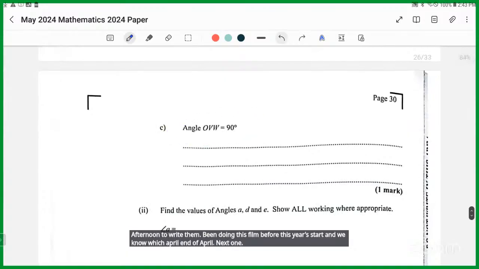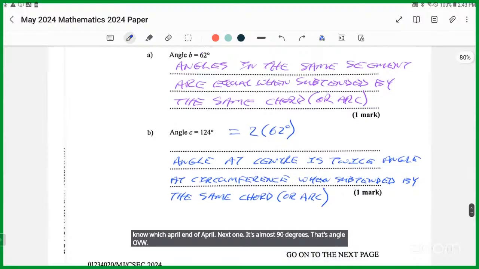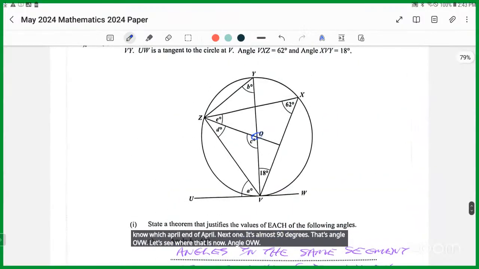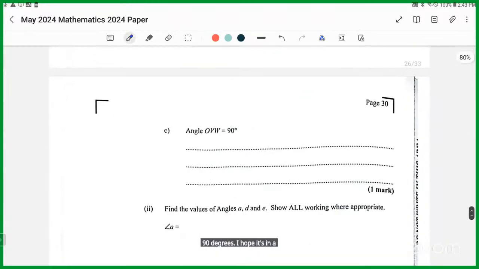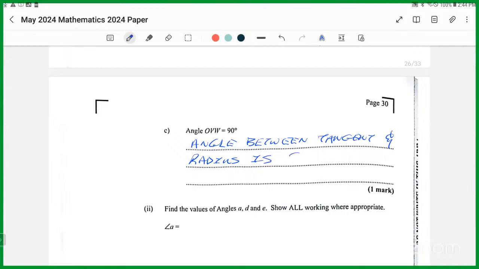Next one. This angle is 90 degrees. That's angle OVW. Let's see where that is now. OVW is 90 degrees. That one is easy. Tangent and radius. Angle between a tangent and a radius is 90 degrees. That's right. Angle between tangent and radius is 90 degrees at the point of contact.